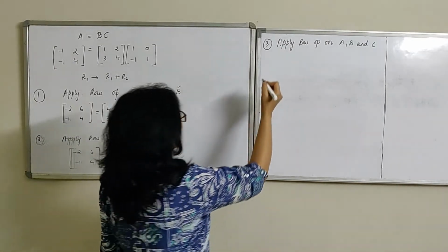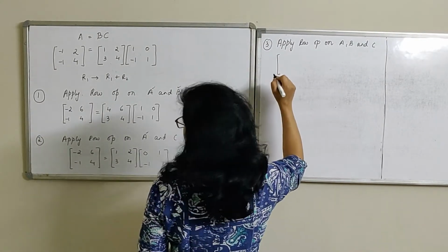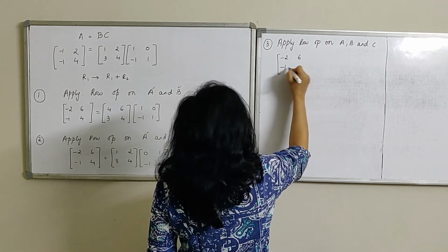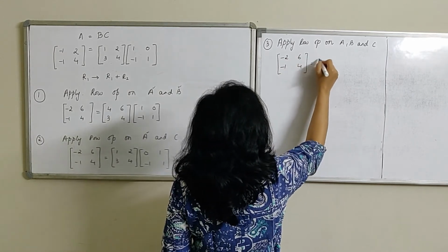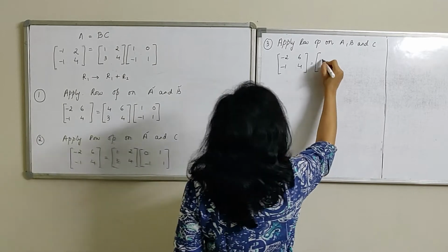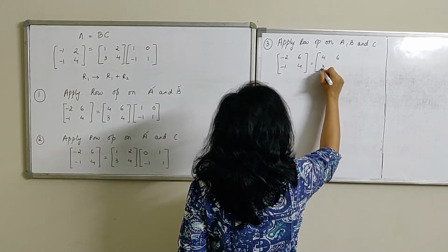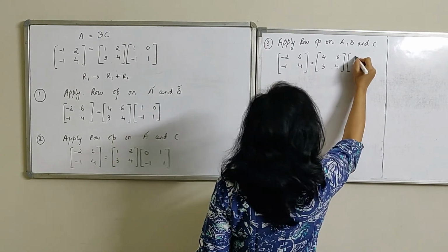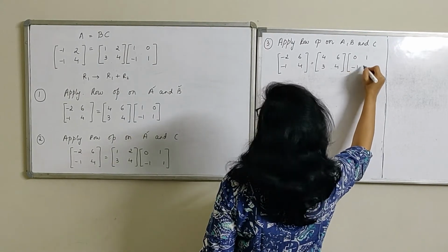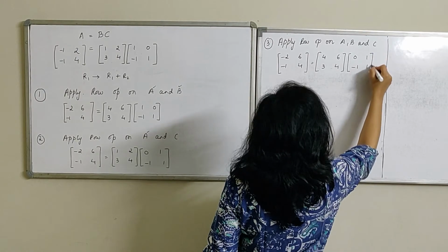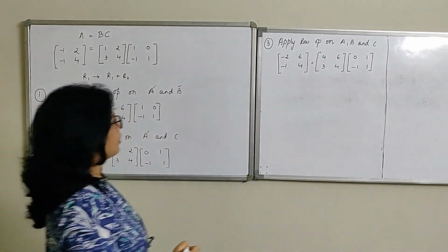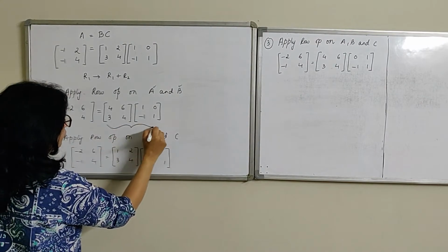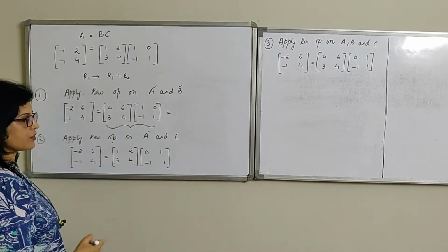In this operation, it is applied on all the three matrices. So the result that we get is matrix B is 4, 6, 3, 4. Matrix C is 0, 1, minus 1, 1. This way. Now in all the three cases, let us find out the product of these two matrices.